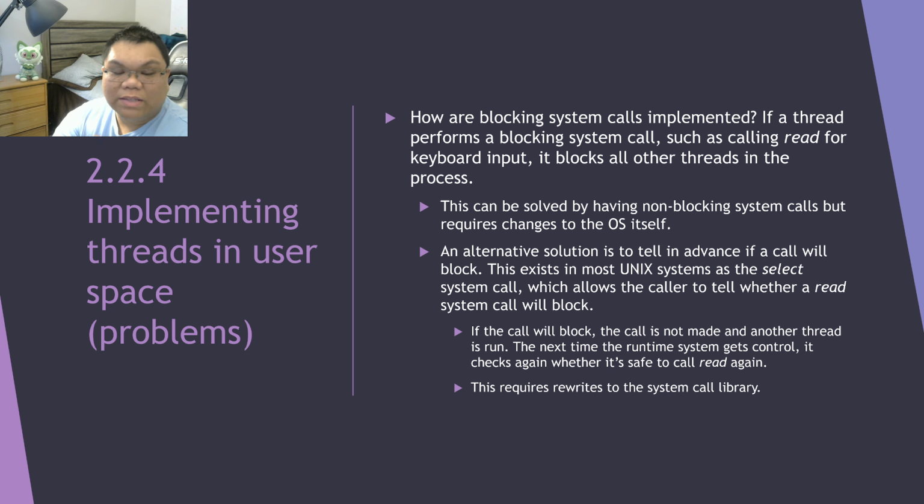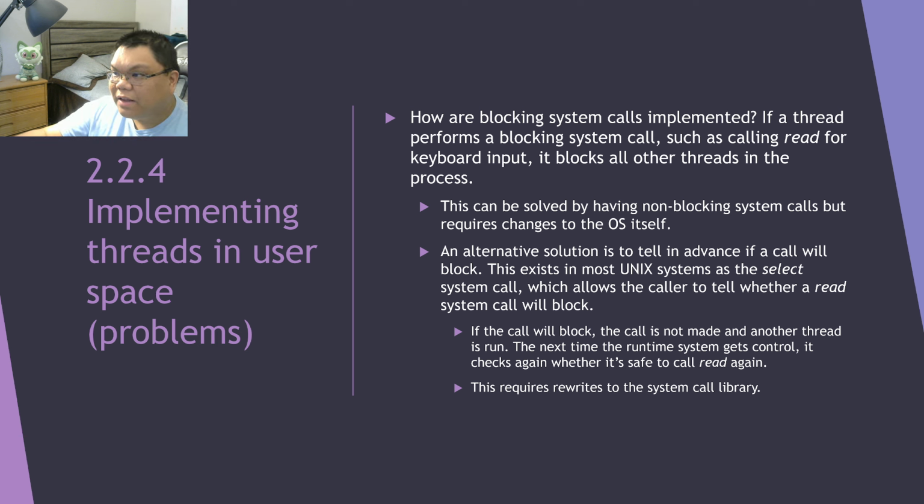One way we can solve this is to have non-blocking system calls, but that will require changes to the operating system itself, which might not be the most elegant solution, or maybe it's something we might not be able to do at all. There is one alternative solution: to check in advance whether a call will block. This exists in most Unix systems as the select system call. It allows the caller to tell whether a read system call will block.